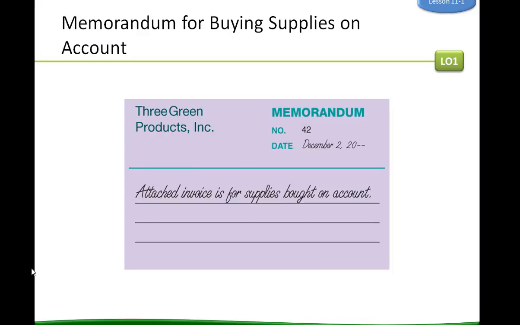And here we have a memorandum. So when 3 Green receives an invoice from a vendor, when it buys store supplies on account, a pre-numbered memorandum is attached to the invoice noting that it is for store supplies and not for purchases. This is done to ensure that the invoice gets paid and recorded correctly. So we use memorandums for that. This is memorandum number 42, and it has the date.